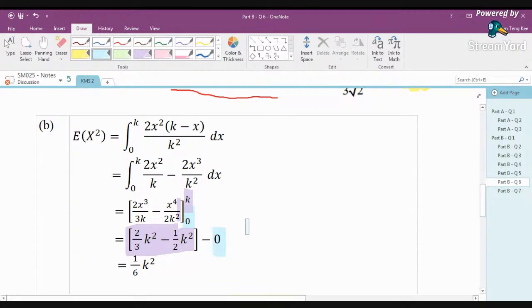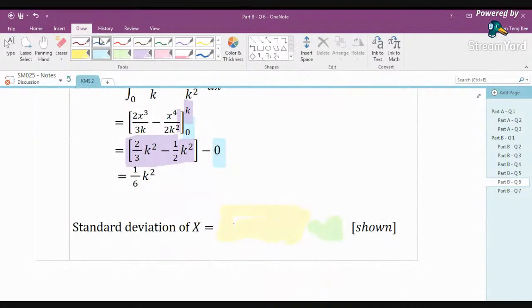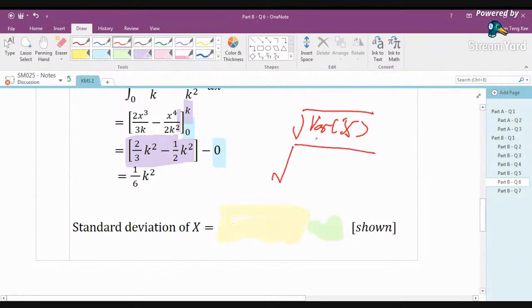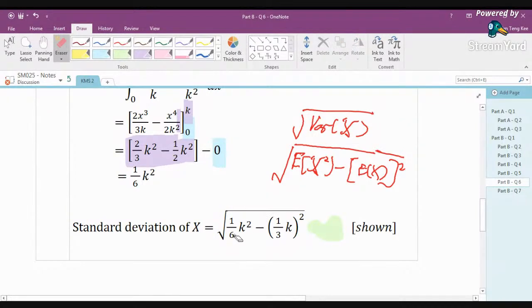We want the standard deviation. So how do we get the answer? As we said just now, the standard deviation is the square root of variance. If I substitute the variance, it is E(X squared) minus the square of E(X). So we substitute the values we have, square root of E(X squared) minus square of E(X). And when you simplify the answer, you have k over 3 square root of 2.